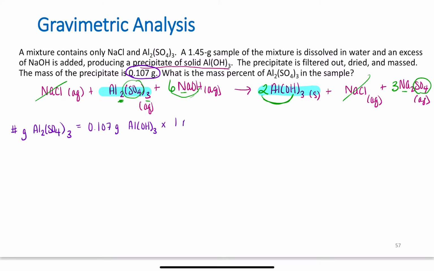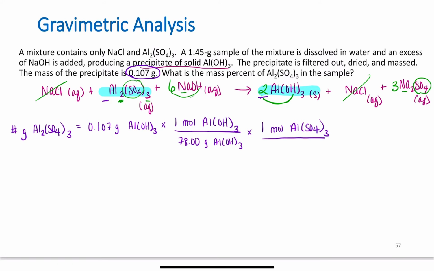I know I can only compare between moles, so I know if I have 1 mole of aluminum hydroxide, that consists of 78 grams of aluminum hydroxide. So exactly 78 grams of aluminum hydroxide equals 1 mole. I also know, based on my balanced equation above, that 1 mole of aluminum sulfate reacts with 2 moles of aluminum hydroxide. So I'm going to say times 1 mole of aluminum sulfate to every 2 moles of aluminum hydroxide.